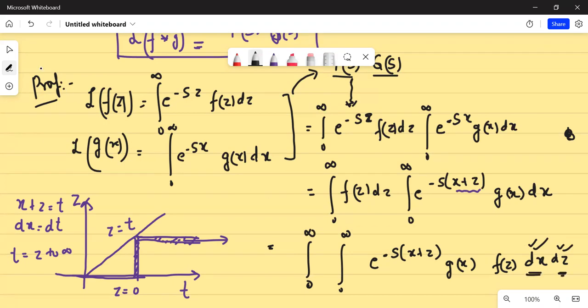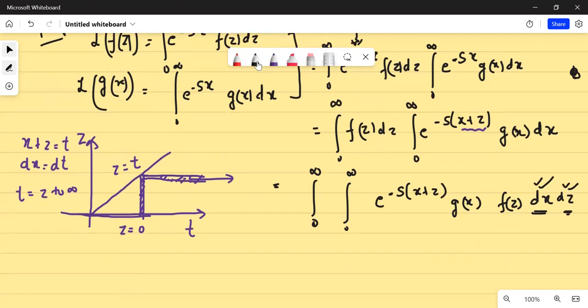Now what I'm going to do, I am going to change the order of integration. See what I'm going to do? I'm going to change the order of integration. So this particular integration I'm referring about at first.